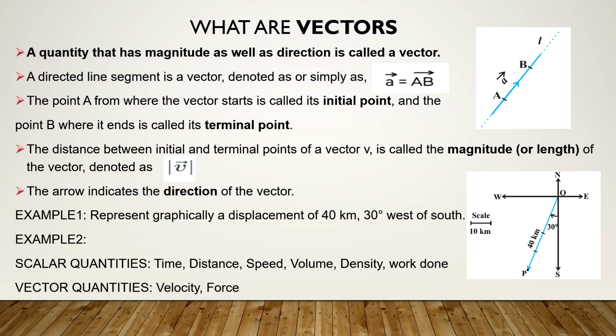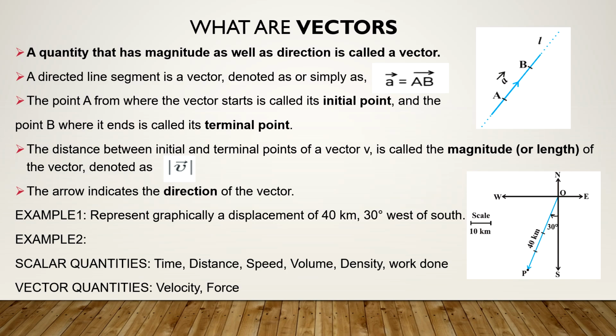For example, suppose we want to represent a displacement of 40 kilometers, which is 30 degree west of south. So as shown in the figure, you have the south direction and then you take the west of south direction, which makes an angle of 30 degrees and the magnitude is 40 kilometers.